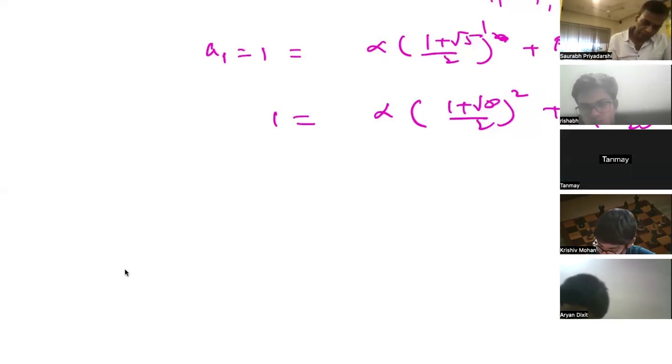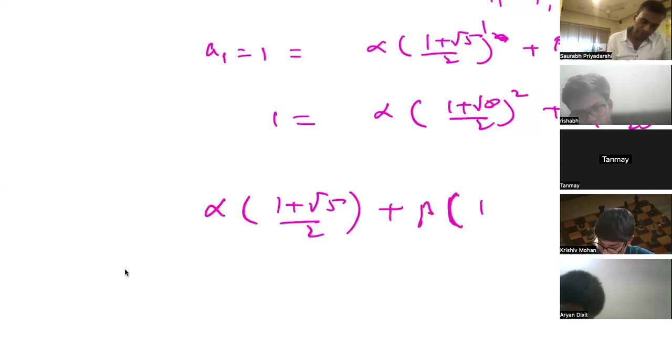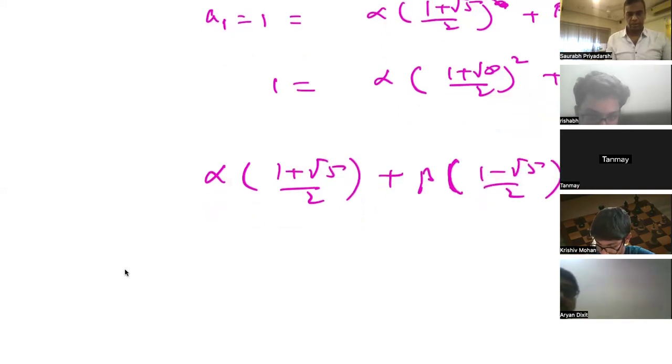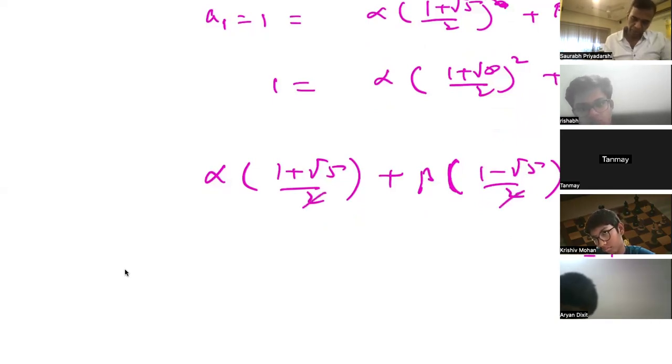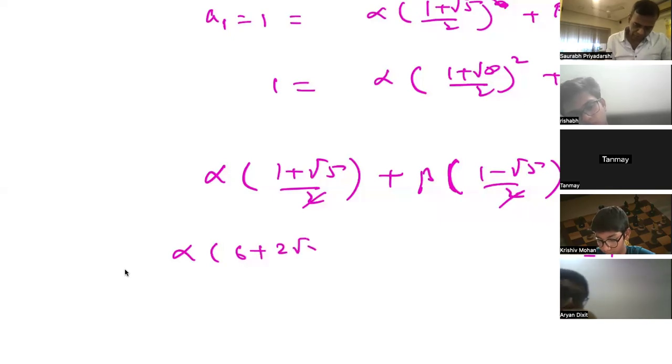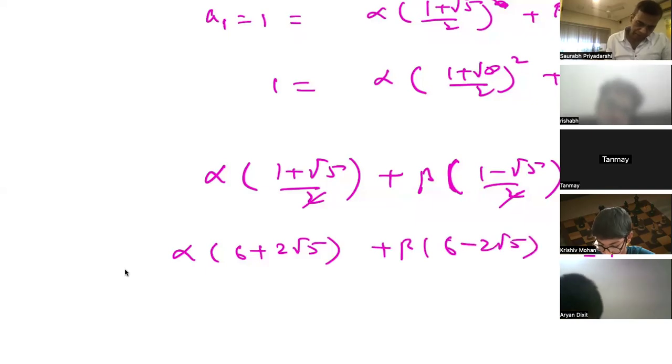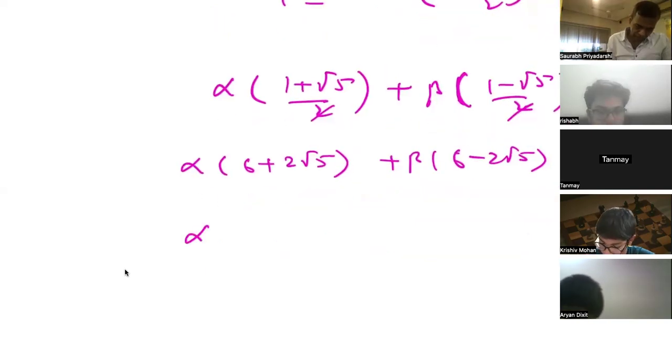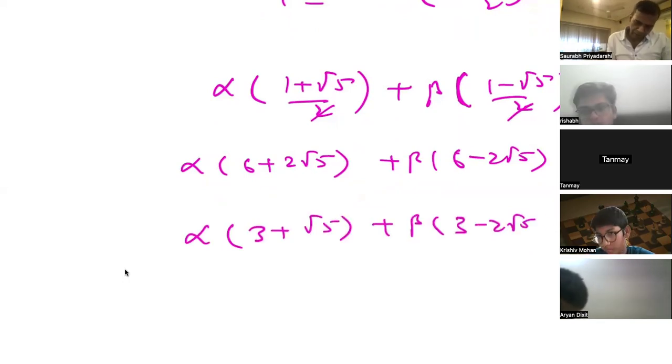So from the first, we are getting alpha plus beta. And from the second, we are getting 4 is equal to, this is 2, right? 4 is equal to alpha times (5 plus 1, 6 plus 2 root 5) plus beta times (6 minus 2 root 5). I can cancel out with 2. I'm getting alpha (3 plus root 5) plus beta (3 minus root 5) is equal to 2.